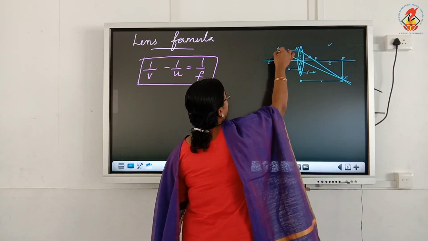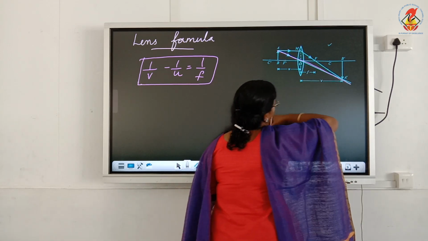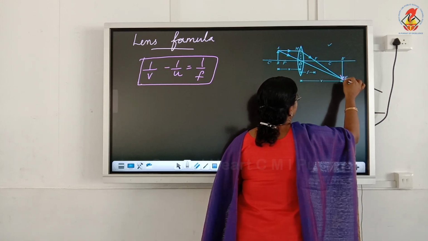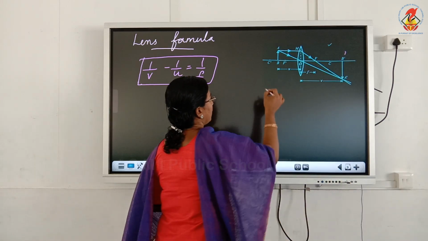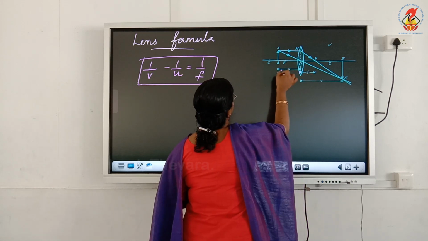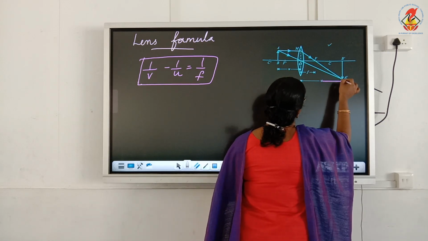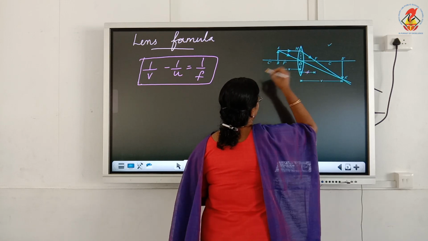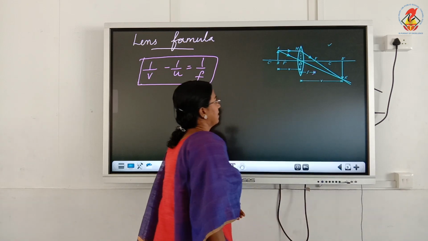Similarly, the second ray, which is passing through the optical center without deviation in path, and these two rays meet at the point A dash. So A dash B dash is our final image. Now U is object distance. Object distance means distance taken from the object to the optical center. V is the image distance from the optical center to the final image, and F, small letter f, is the focal length taken from the optical center to the focus of the lens.